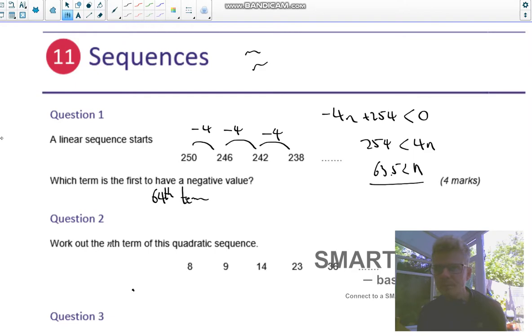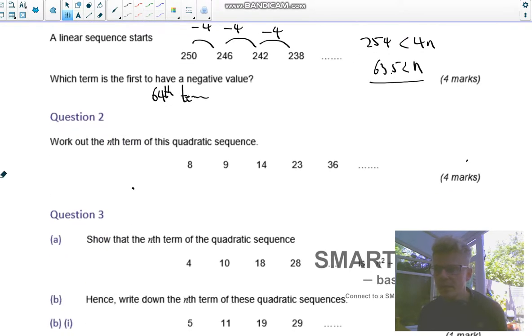Okay. So for question 2, work out the nth term of a quadratic sequence. Throughout this video I'm going to stick to the ABC method for this. So we know that if this is a quadratic sequence, the sequence will look like an squared plus bn plus c, something to that effect. It might be that b or c are 0, as it turns out.